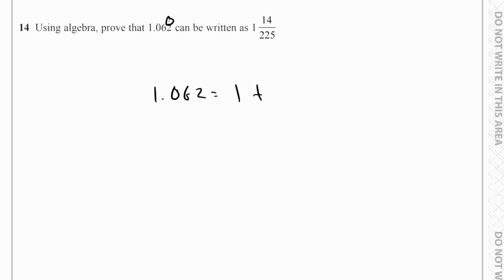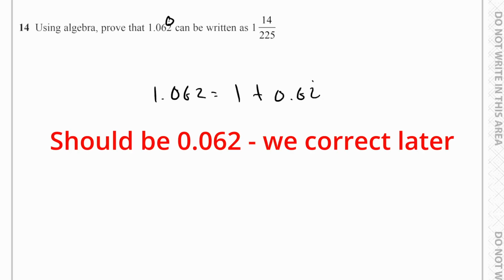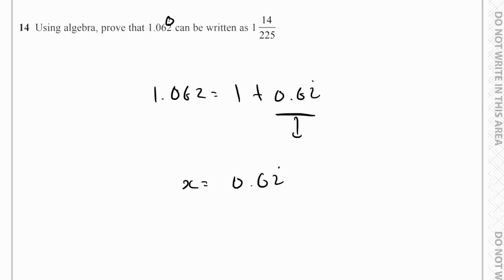If you split this up to 1 plus 0.62 recurring, then you can take this 0.62 and split it up. So you can say that x is going to be equal to 0.62 recurring. And to make it a bit easier, we'll write this in with a trailing ... like that.